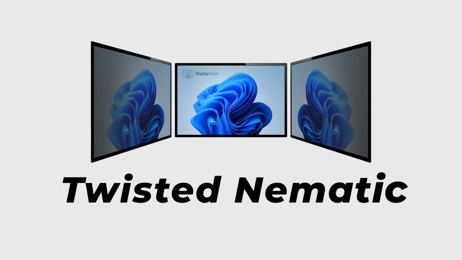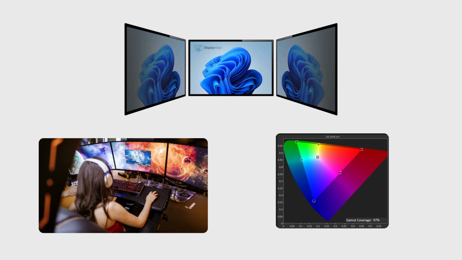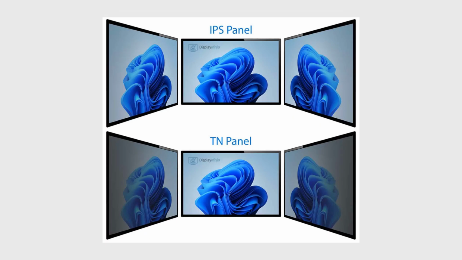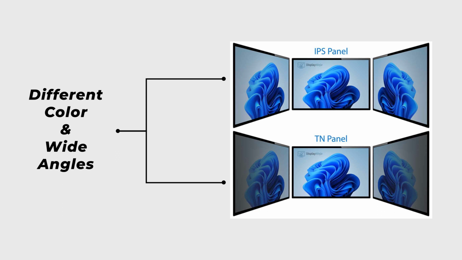Now, let's delve into the varied panel types. TN, or twisted nematic, offers rapid response times suitable for gaming but tends to compromise on color accuracy and viewing angles. VA, or vertical alignment, strikes a balance between TN and IPS panels. It boasts better color reproduction and wider viewing angles but might exhibit slower response times.